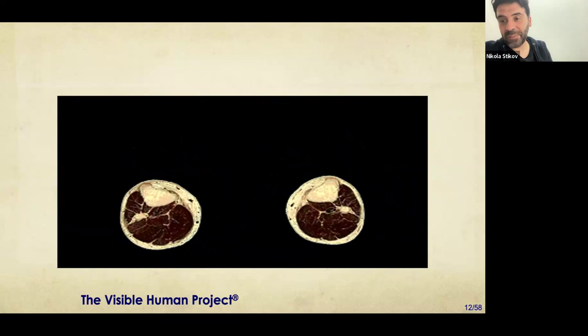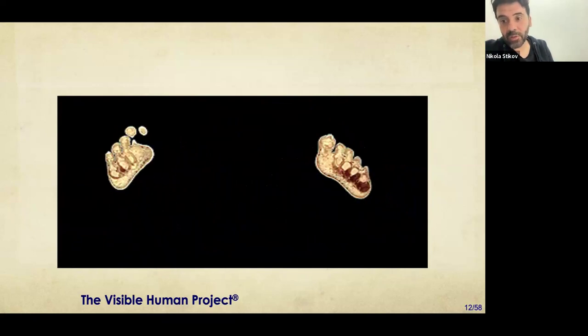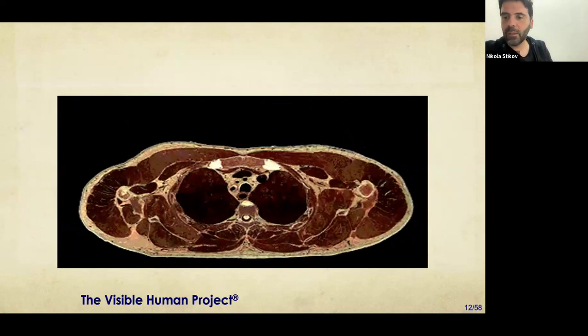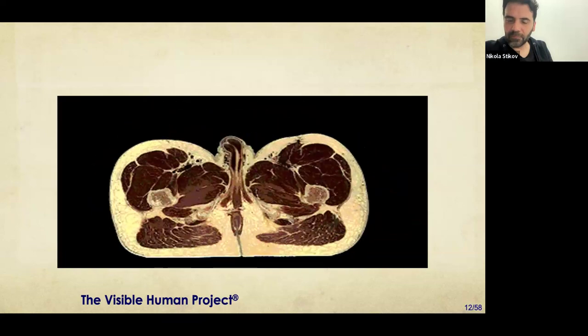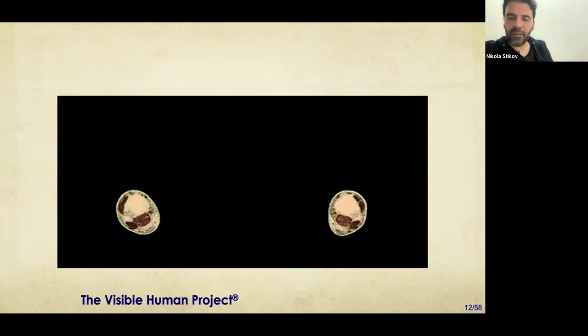Honestly, I don't know what kind of staining they did, but in MRI, usually the images are black and white, and then we just give them color to make it easy to interpret. Any other questions about the images that you saw?